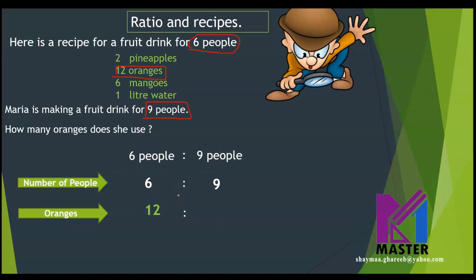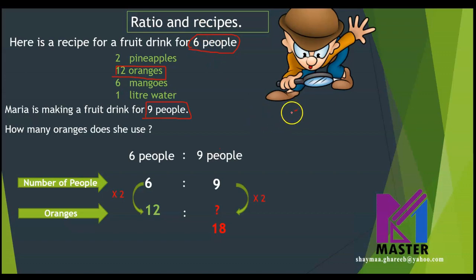Then I will compare. The 6 became 12. What happened? We multiplied the 6 by 2. So we will do exactly the same with the 9. So the 9 will be 18. Then Maria used 18 oranges to serve 9 people. Is this clear? We can also think in a different way.